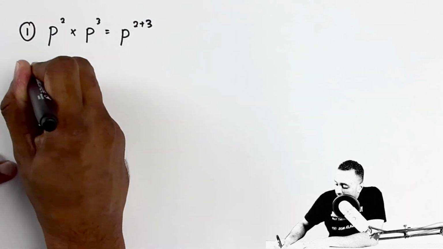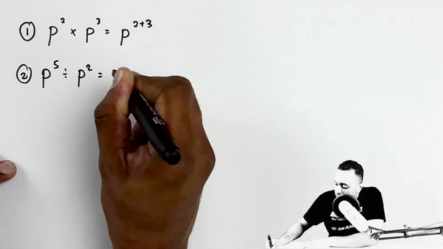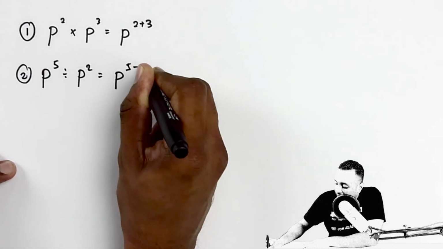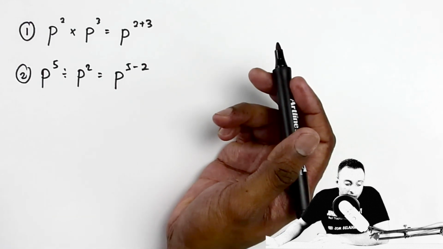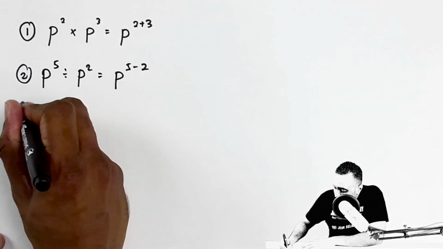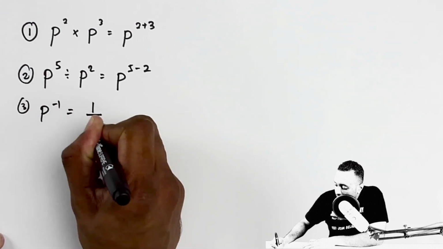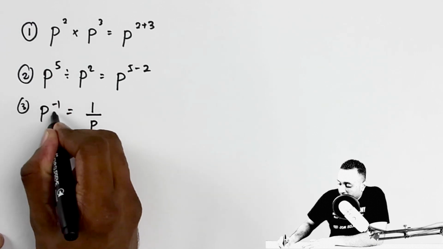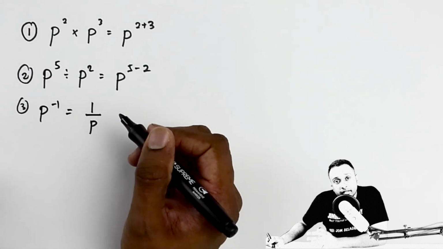Okay, rule number 2 adalah if p power 5 divide by p power 2, then it should be p power 5 minus 2. If it is divide, then kita buat apa? Kita buat minus, alright? So the third rule will be, let's say cikgu bagi kamu p power negative 1. Ini bermaksud 1 per p. So it's negative 1. Kalau kita nak tukar negative 1 dalam bentuk yang lain, it's going to be 1 over p. That is rule number 3. Third rule.